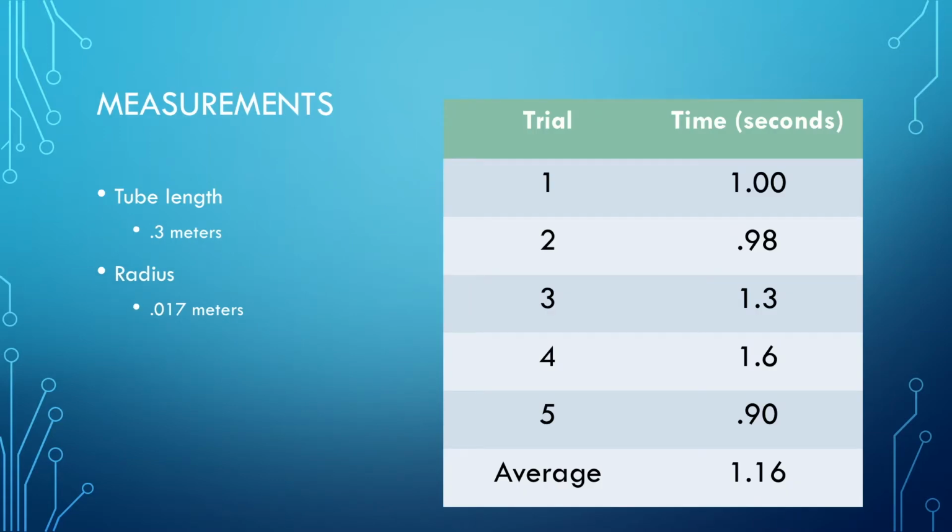The measurements for my tube were a tube length of 0.3 meters and a radius of 0.017 meters. For the data points, I had 1 second, 0.98 seconds, 1.3 seconds, 1.6 seconds, and 0.9 seconds, and the average of all those was 1.16 seconds.